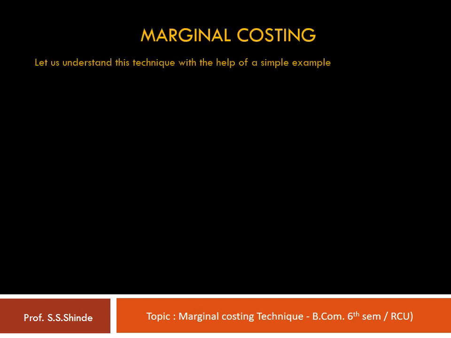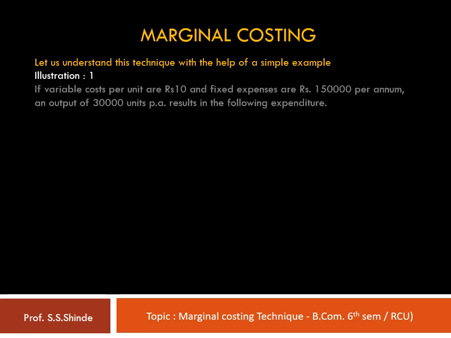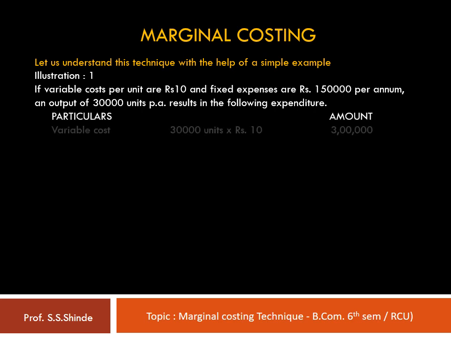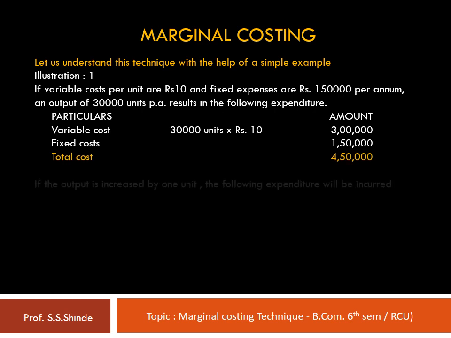Let's understand this technique with the help of a simple example. Say, for example, if variable costs per unit are rupees 10 and fixed expenses are rupees 1,50,000 per annum, an output of 30,000 units per annum results in the following expenditure. Variable cost: 30,000 units into rupees 10 works out to 3 lakh rupees. Fixed costs: 1,50,000. So the total cost would be 4,50,000.